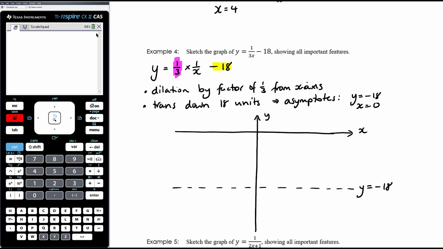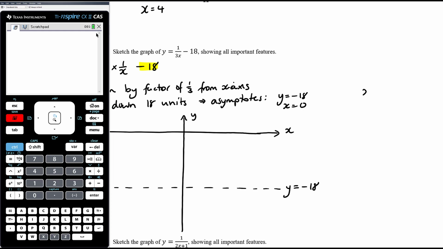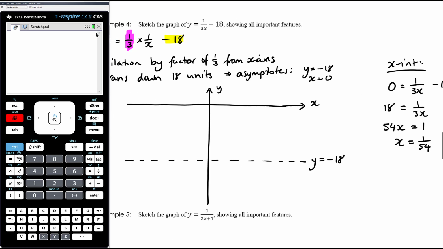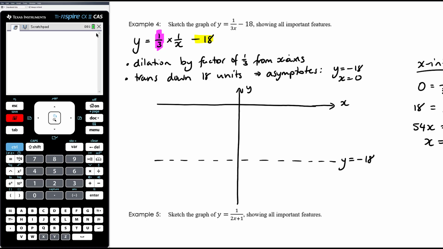In fact, I'm going to make my graph a bit narrower because I'll just calculate it out here. So my x-intercept is letting y equal 0. I'm going to add 18 to both sides. I'm going to multiply both sides by 3x. 18 times 3, 10 times 3 is 30, and 8 times 3 is 24, so that's going to be 54x equals 1, and so x equals 1 on 54, so it's a very small x-intercept.